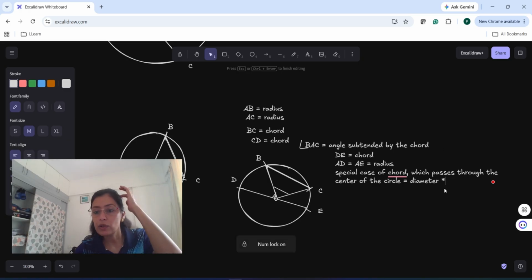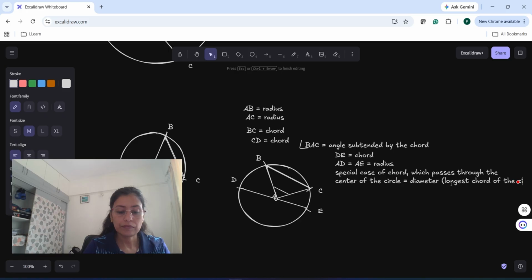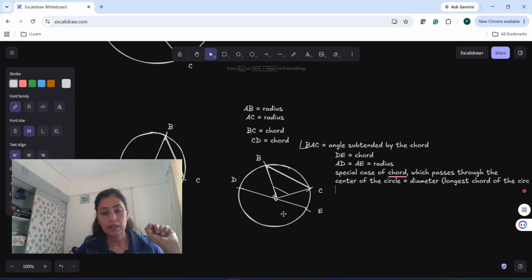What can we say about the length of the chord? This is the longest chord of the circle. So the diameter will always be the longest chord. If you try making different chords on the circle, you'll see for yourself that all the other chords will be smaller in length than the diameter.